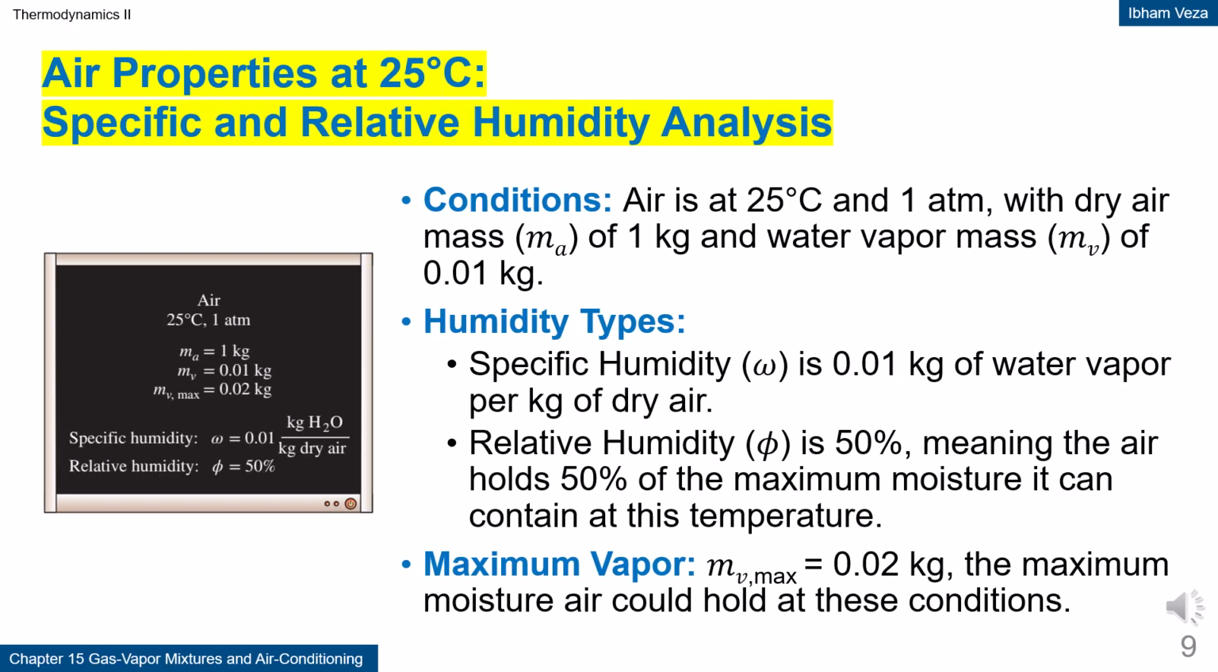Specific and relative humidity example. This example shows the difference between specific humidity and relative humidity. Specific humidity represents the mass of water vapor per unit mass of dry air. Relative humidity indicates how close the air is to the saturated condition. In this example, the air contains only half of its maximum moisture capacity.